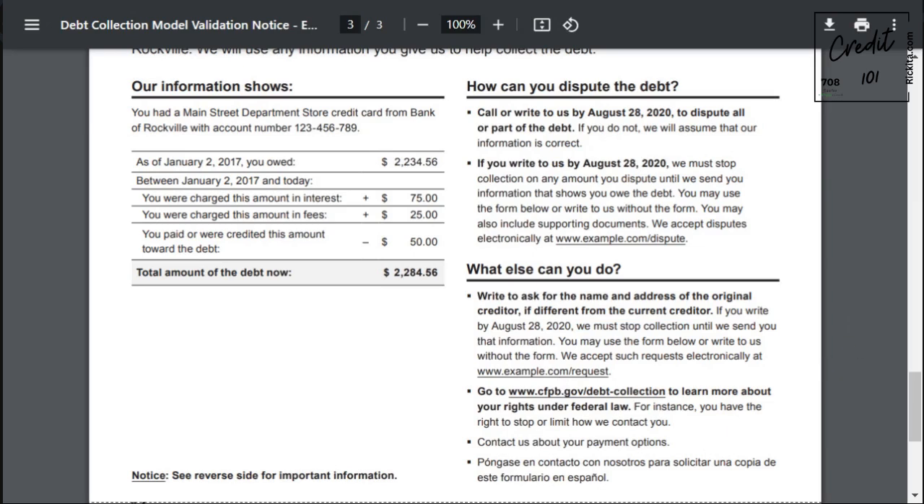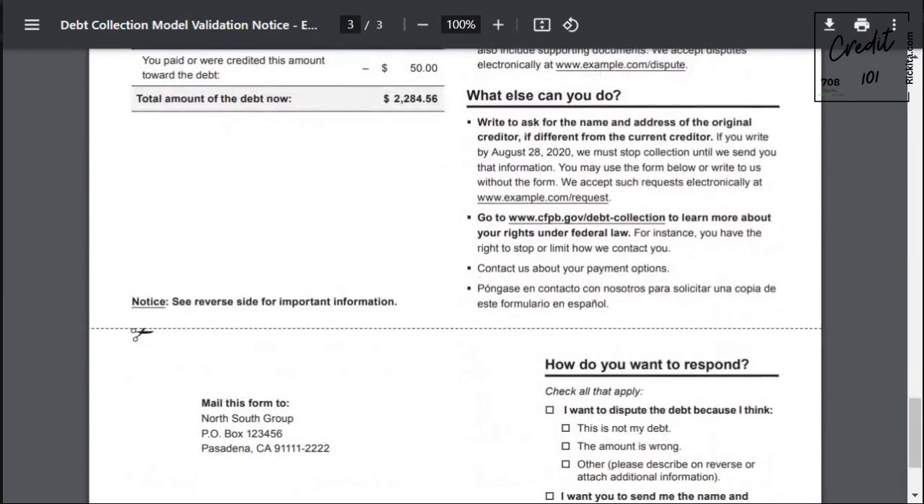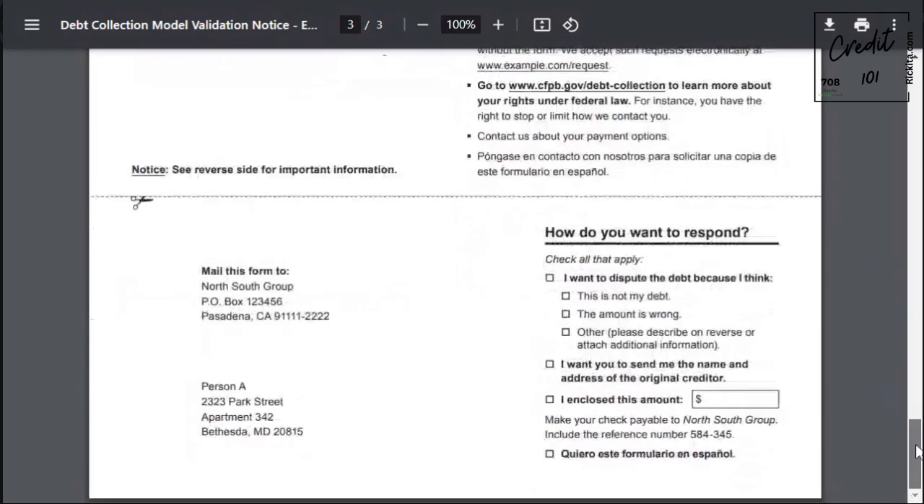Now you can go to the CFPB to learn more about your rights under federal law. You also have state law that you can use, and contact us about your payment options. And again, we ain't talking about payment options until they validate the debt. And they had this little section where you can actually cut this out and mail it back to the company. Hey, I want to dispute this debt because I think the debt is not mine, the amount is wrong, or other.